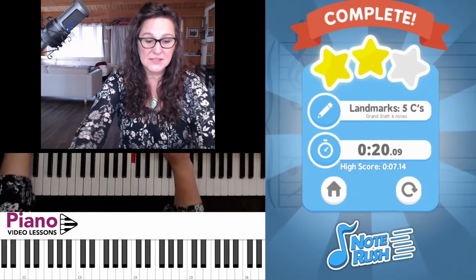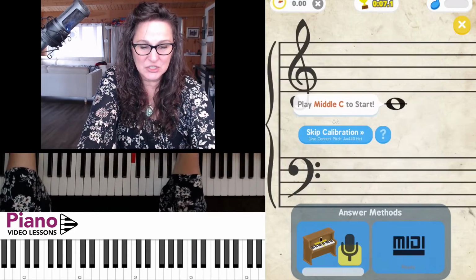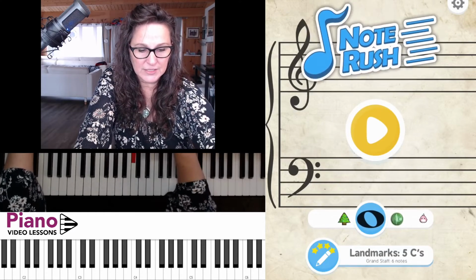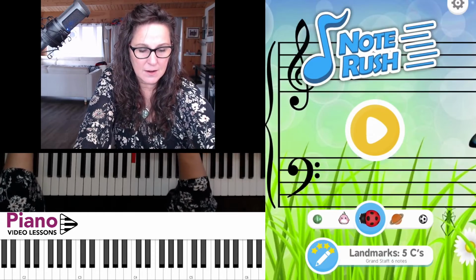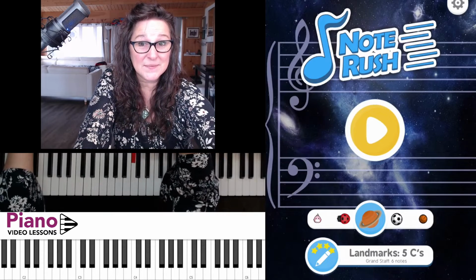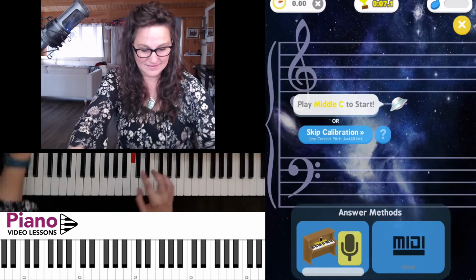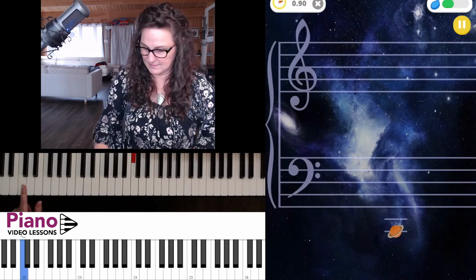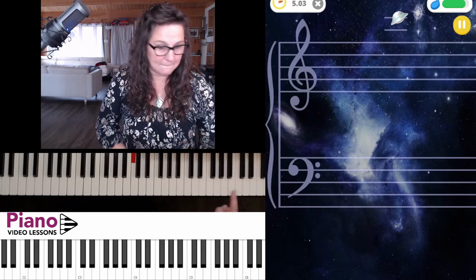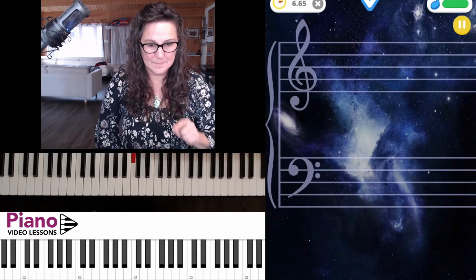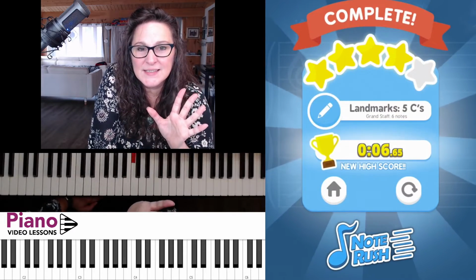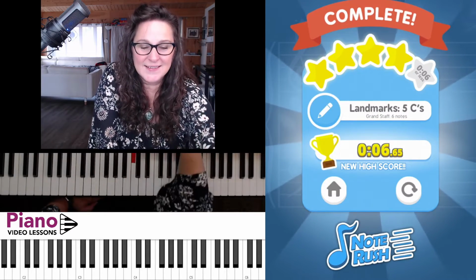Easy as that. So let's load that app again and let's try using a different theme. I'll X out, and we're just gonna load a different theme here. Let's load the space theme. Try and see if we can beat our score from the last try. All right, that was fun. So we did our 5 landmark Cs, we got a new high score.